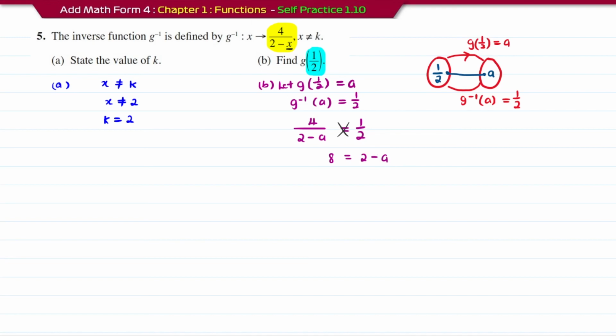Now to find the value of a, I've got to move this negative a to the front and this number 8 to the back. So next you're going to have a equal to 2 minus 8. Therefore, a is equal to negative 6. So the a is equal to the g of 1 over 2. So therefore, the g of 1 over 2 is equal to negative 6.